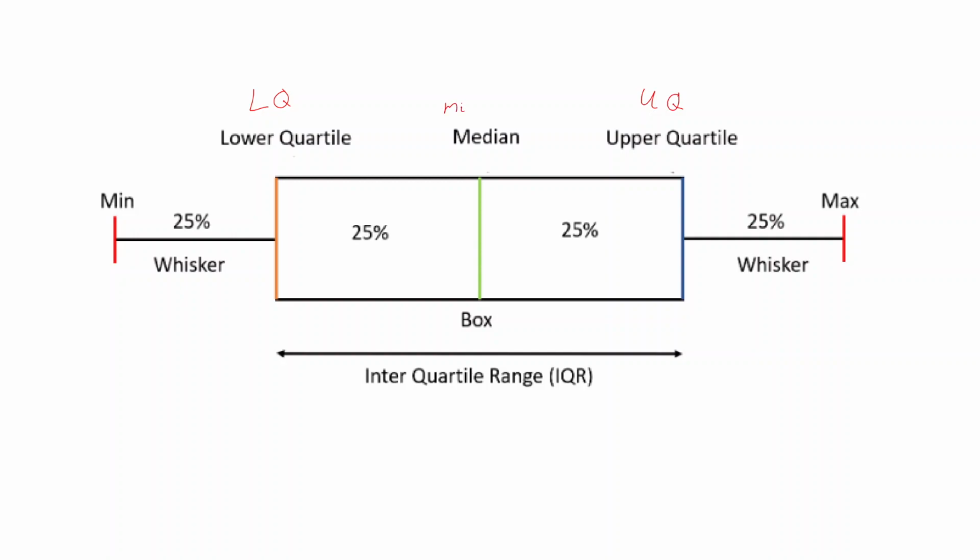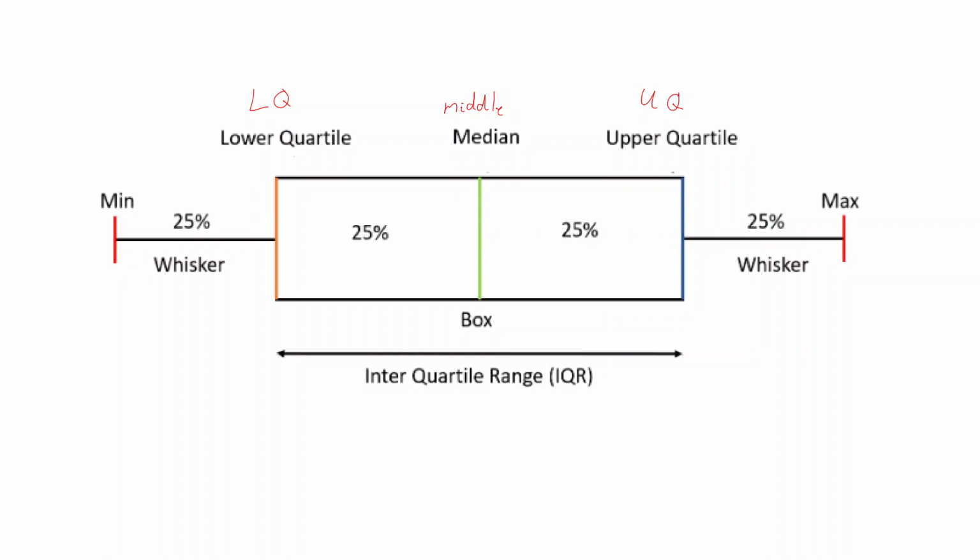Okay, and important to note, 25% of your data lies between the minimum value and the lower quartile, so here. Then from your lower quartile, LQ, to your median, you get another 25% of your data. From your median to the upper quartile, you get another 25% of your data. From the upper quartile to the maximum value, you get another 25% of your data. So really, we're splitting up our data into quarters. You've got one quarter here, one quarter here, one quarter here, one quarter here.